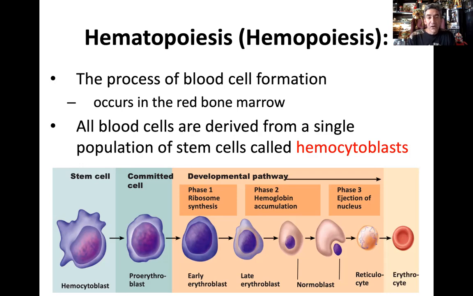So all blood cells are derived from a single population of stem cells called hemocytoblasts. So I hope you start to see the significance, the importance of this hemocytoblast. Without hemocytoblasts, we have no ability to form any of the blood cells, any of the formed elements.